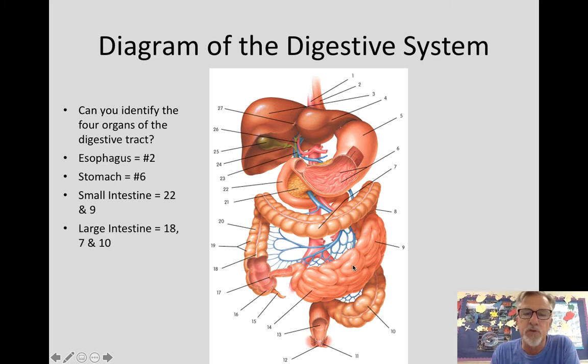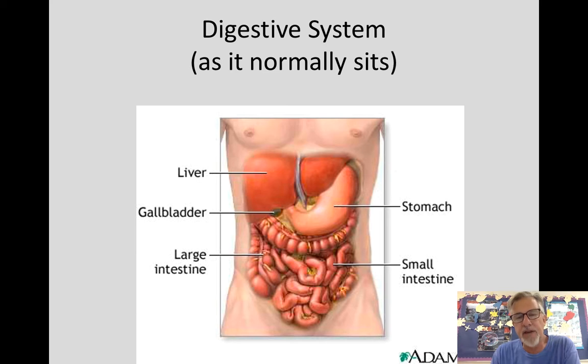From here, food passes into the large intestine. And you can see here the large intestine first goes up, then it travels across, then it travels down, and then eventually we get to the rectum where feces is stored until it is eliminated. So the large intestine is referred to as large because of the much larger diameter that it has. This is a ventral view, and you can see how everything sits.